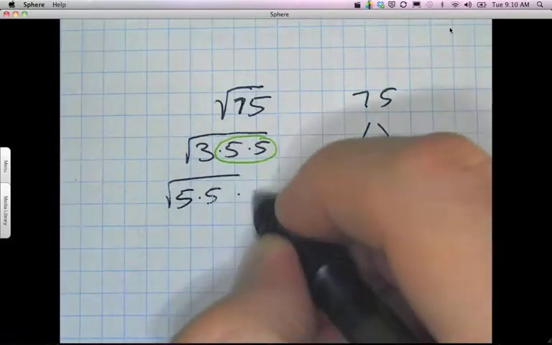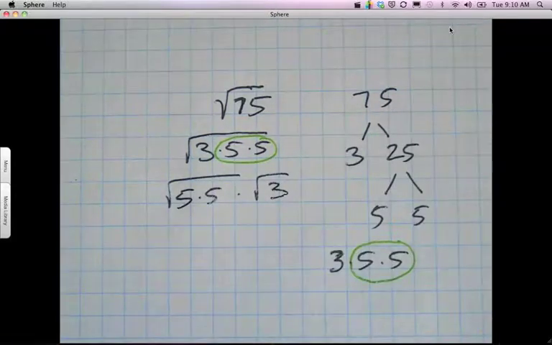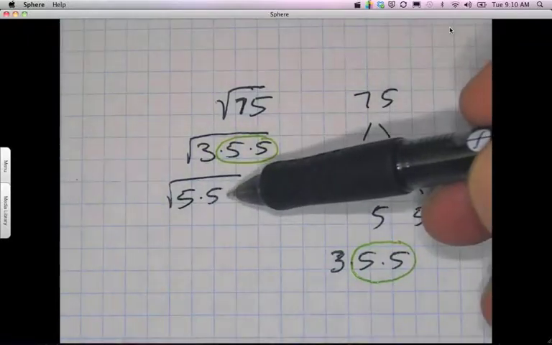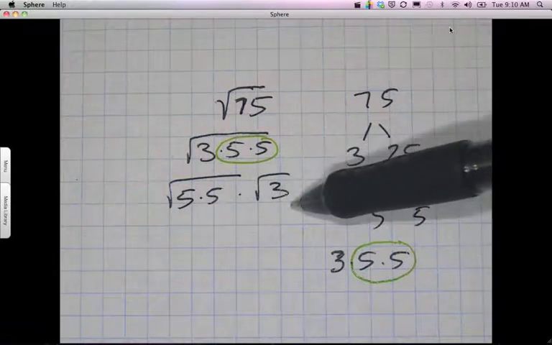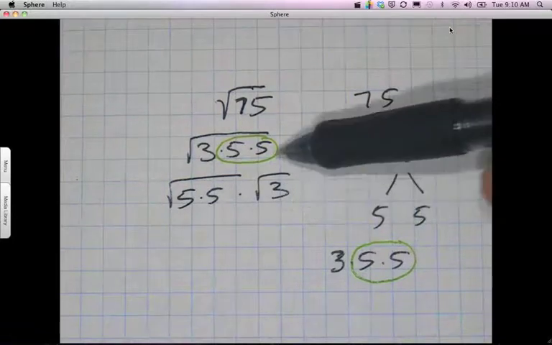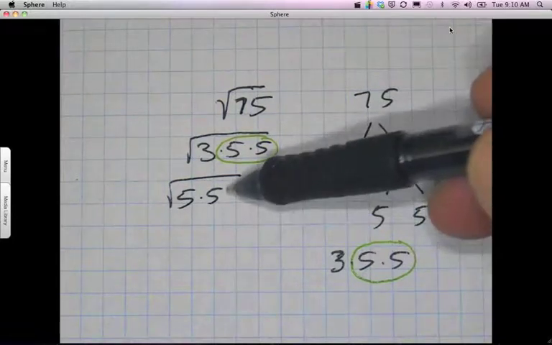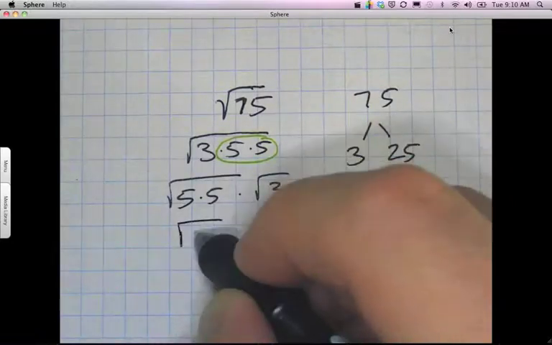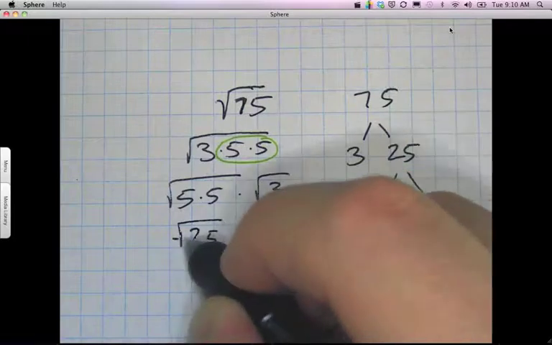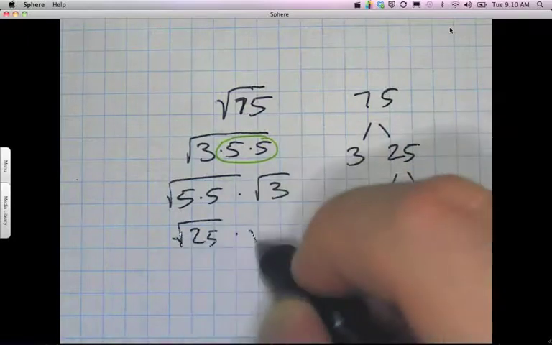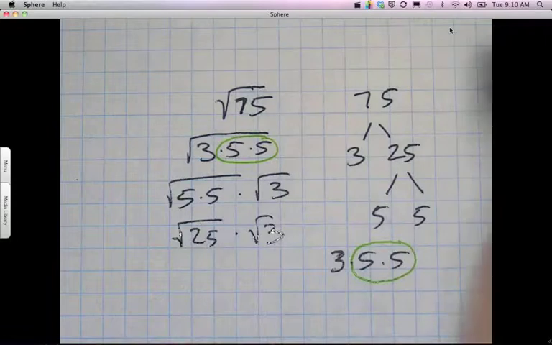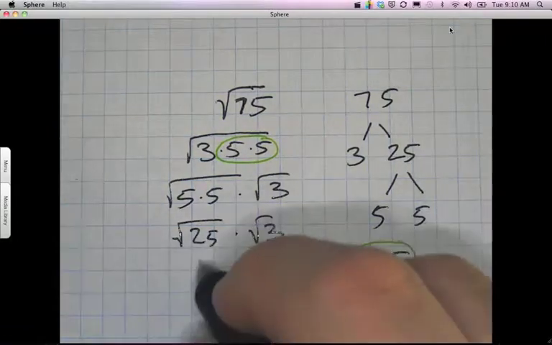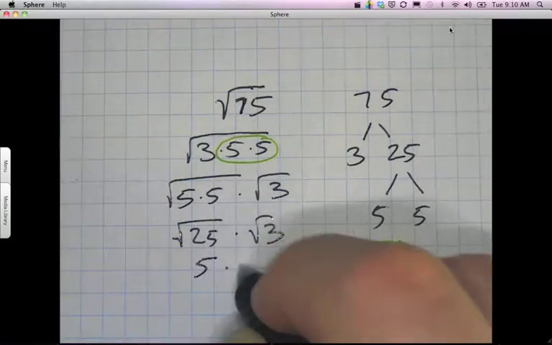And that whole square root, you can break apart into two different pieces. One has the perfect square separate from the rest of it, which is just the remainder left over. So that 5 times 5 becomes its own separate square root. Now, 5 times 5 is just 25. So I have the square root of 25 times the square root of 3. And then what's the square root of 25? 5. There you go, just 5. So this becomes 5 times the square root of 3.